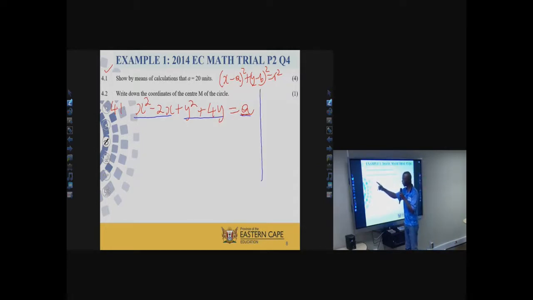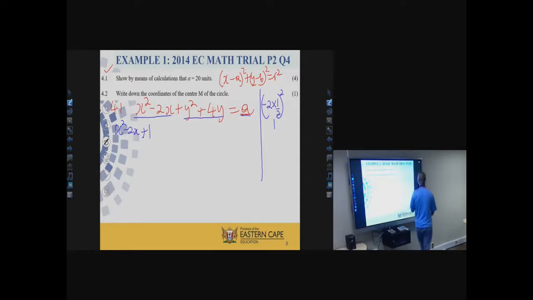Focus on the x's and take the coefficient of x, negative 2. Multiply it by half, then square it. This is what you basically do. Coefficient of x multiplied by half is squared. Half of negative 2 is negative 1. Squared is 1. So you've got 1 there. Then you will be having x squared minus 2x and then you add 1.